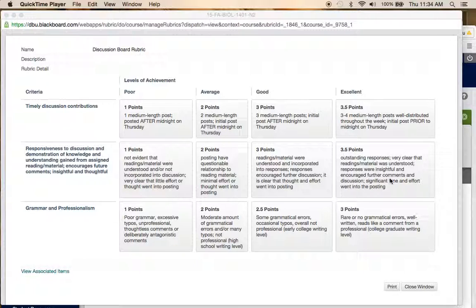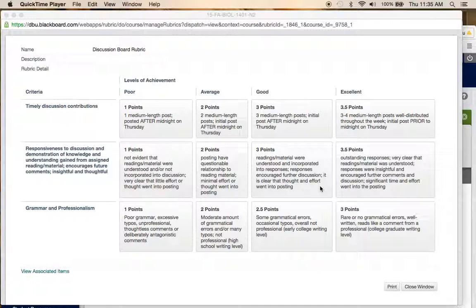So under the excellent category for that, at 3.5 points, it's just an outstanding response. So it's very clear that you spent time and effort working on your posts, you did the research you needed to do, you read what you needed to read, and you understood it, and you're using that in your discussion. So there's significant time and effort that went into the posting.